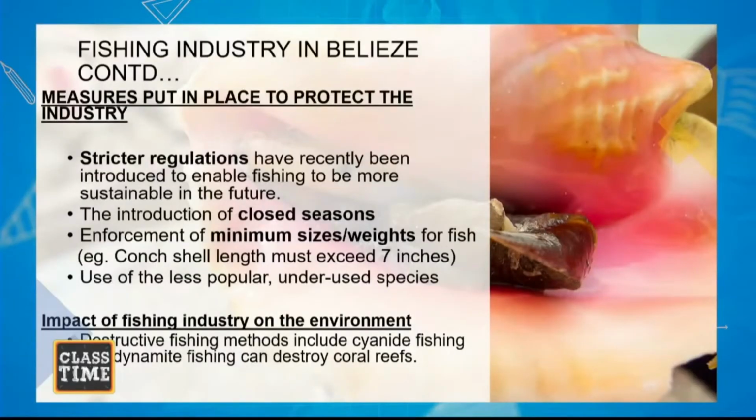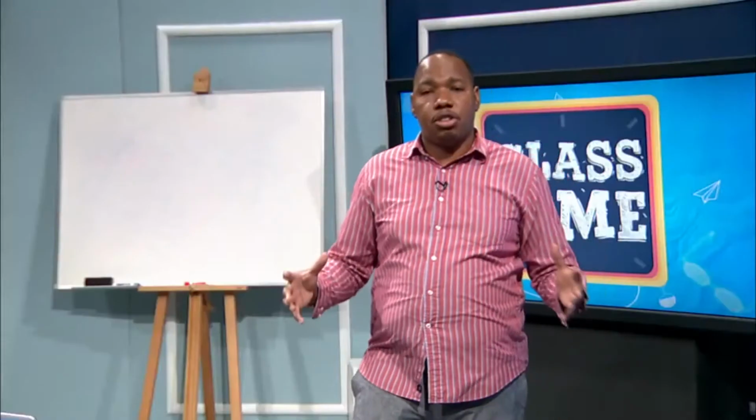Now, various measures have been put in place to protect the industry, and these measures really range from imposing stricter regulations. They might have decided to close the season for particular fishes. I know in Jamaica, for example, we have a closed season for fishing lobster. Our lobster season is April 1 to June 30th, and during that period, you can't catch any lobster in Jamaica. It is one of the measures that the government here has put in place to limit or to protect the fishing resource.